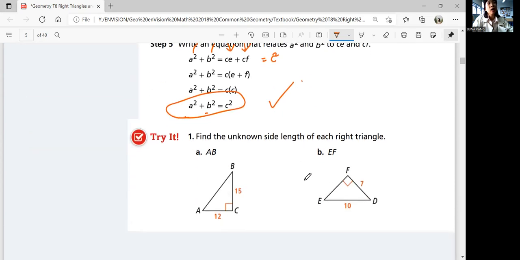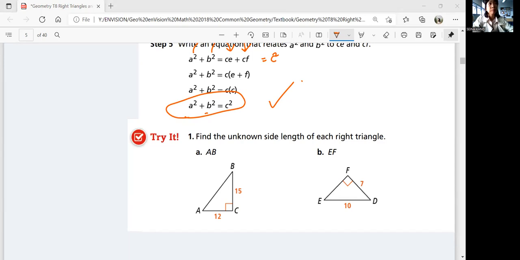Okay, so try it number one. We're gonna find the unknown side length of each right triangle using the Pythagorean theorem. So find AB, that's the hypotenuse. And part B, find EF, that's one of the legs, and ED is the hypotenuse. So use the Pythagorean theorem to figure it out by yourself. Come back when you're ready for answers.